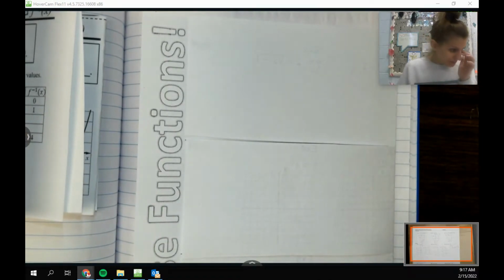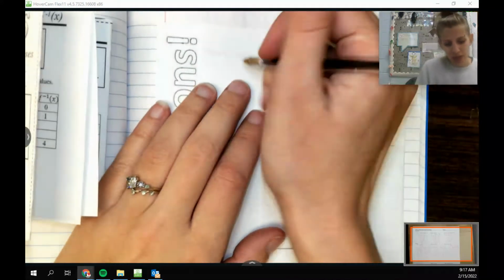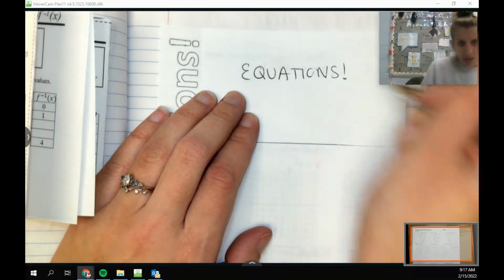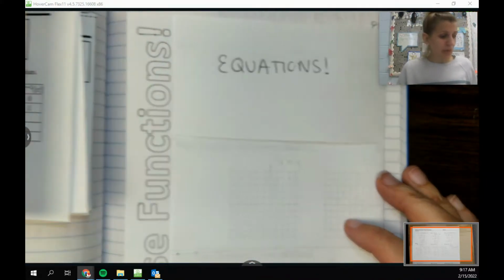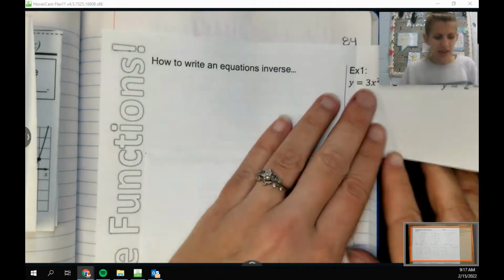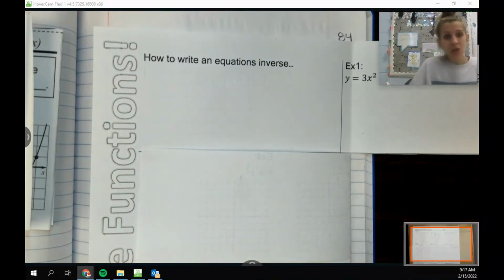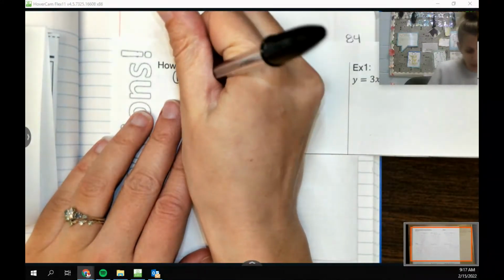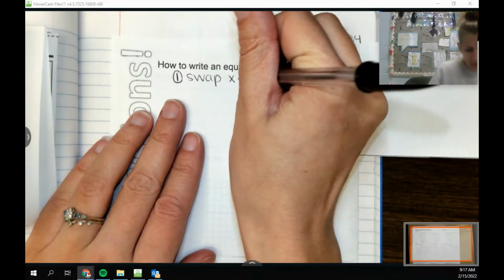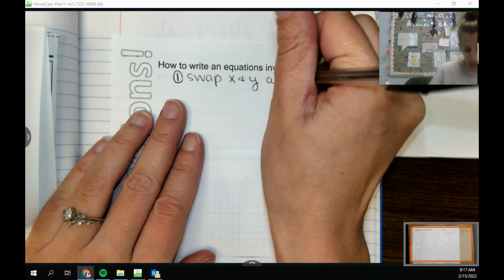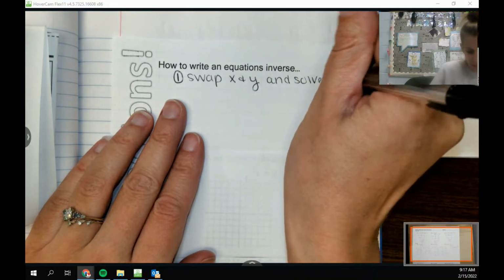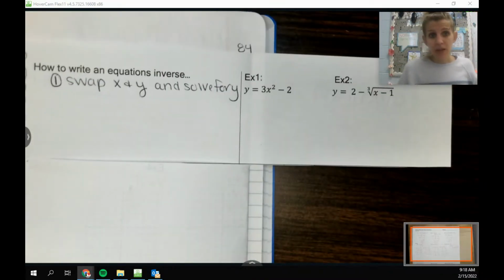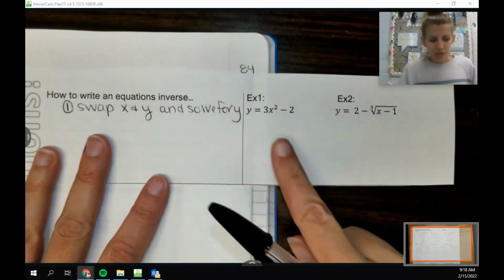Okay, so if I'm dealing with an equation, so these are going to be our equations, there's one of two ways we can go about finding its inverse. So how to write an equation's inverse. One thing that you could do, and this is the straightforward way, is swap x and y and solve for y. So if you like straight up algebra and you are a very straightforward person, this is probably the way to go for you. So I'm going to do the first one like that.